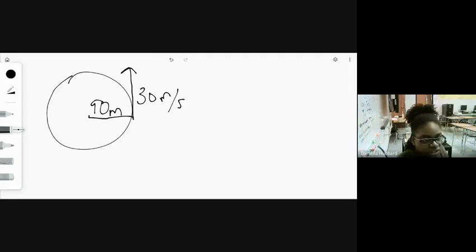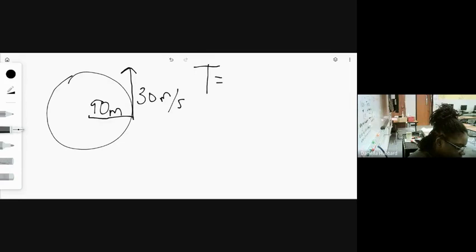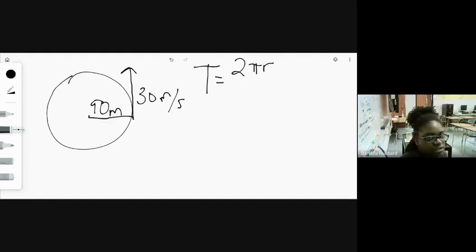Well, based on the notes that you should have written down, and if you haven't written it down, push pause, go write the notes, and then push play and come back. So to find period, which is capital T, is going to be 2 pi r, which is what? The distance around the circle, divided by the velocity or the speed.